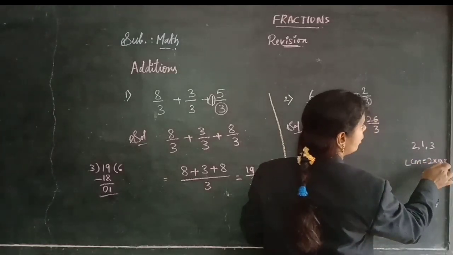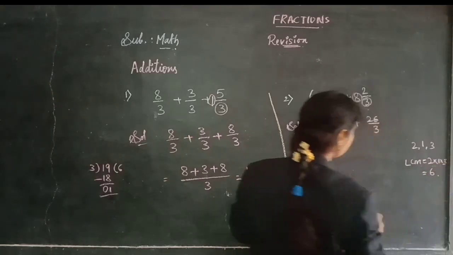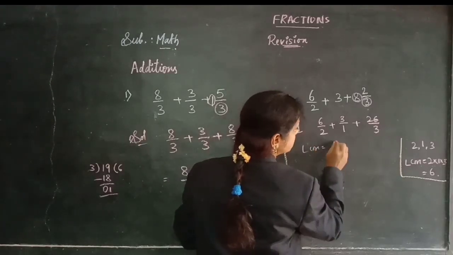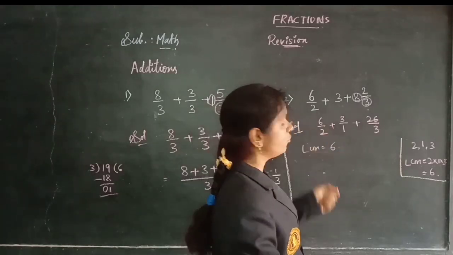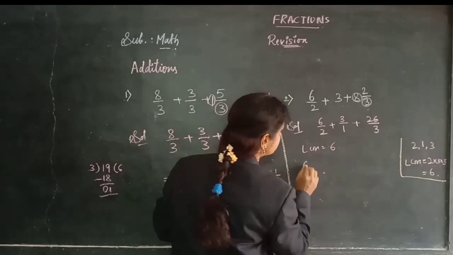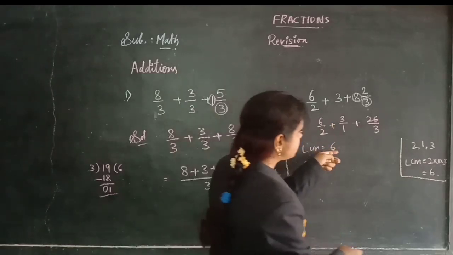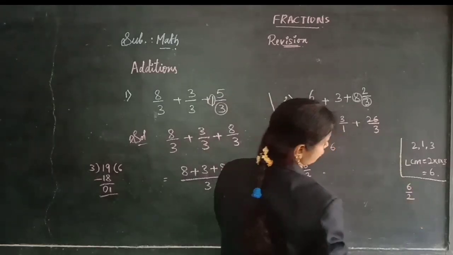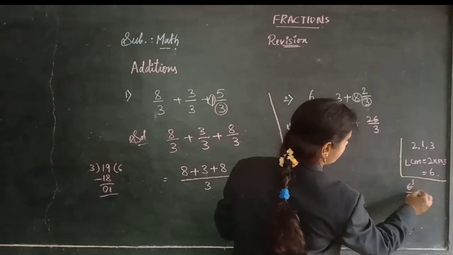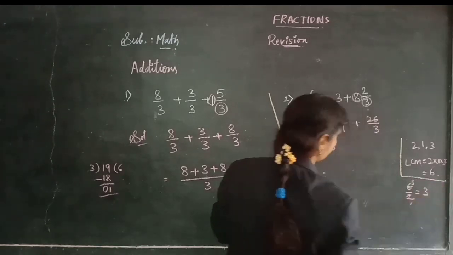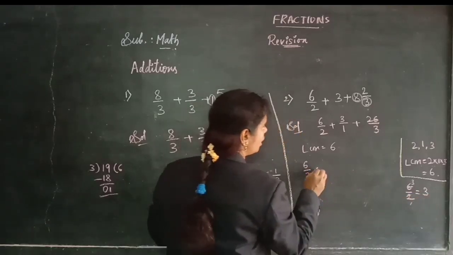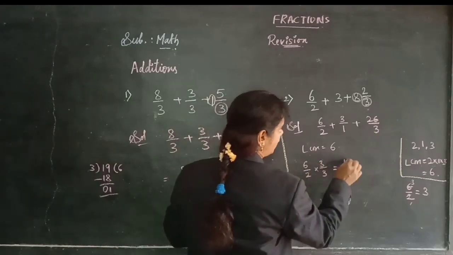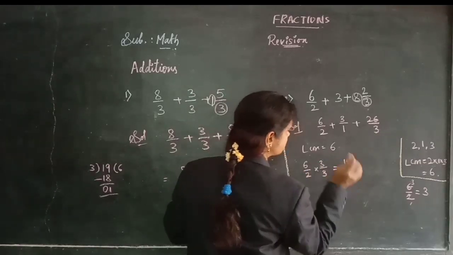Now 2 ones are 2, 2 threes are 6. So LCM is 6 here. So LCM is equal to 6. Now bring down one fraction, children. First fraction is 6 by 2. And this LCM number 6, you divide by the first fraction denominator, which is 2. Now 2 ones are 2, 2 threes are 6, so 3 we are getting here. With this 3 we need to multiply the numerator and denominator of the first fraction. Okay. Now 6 threes are 18 and 2 threes are 6.